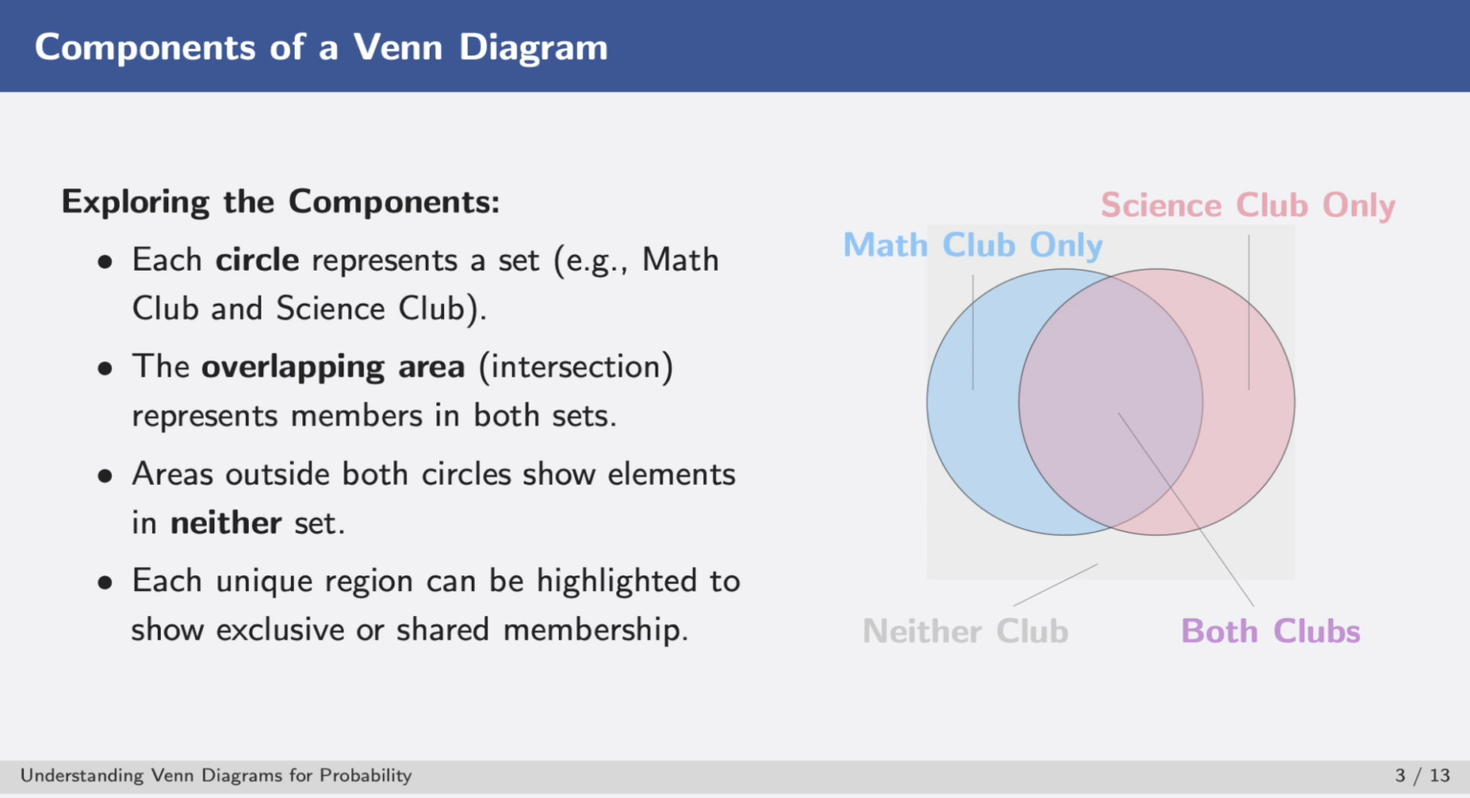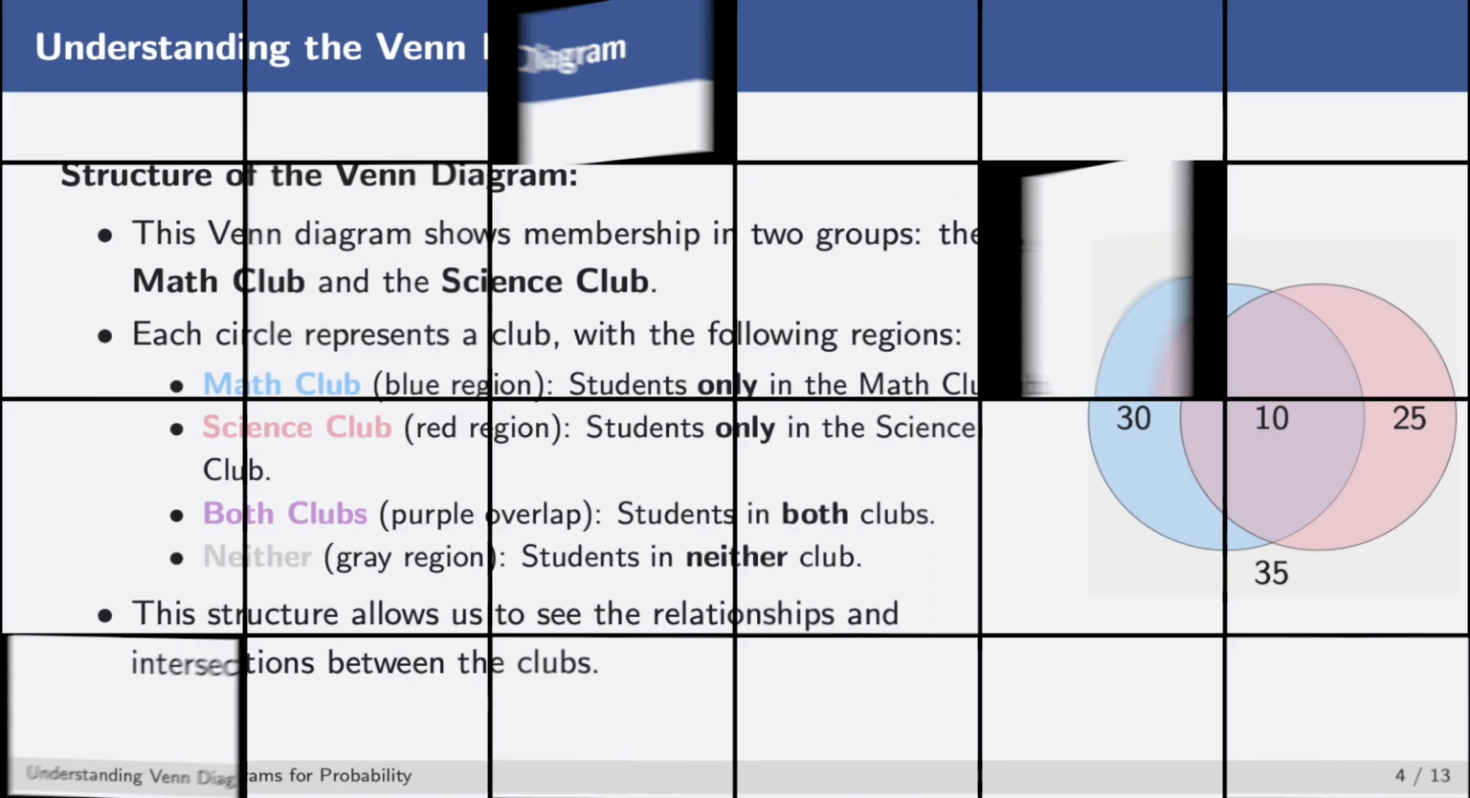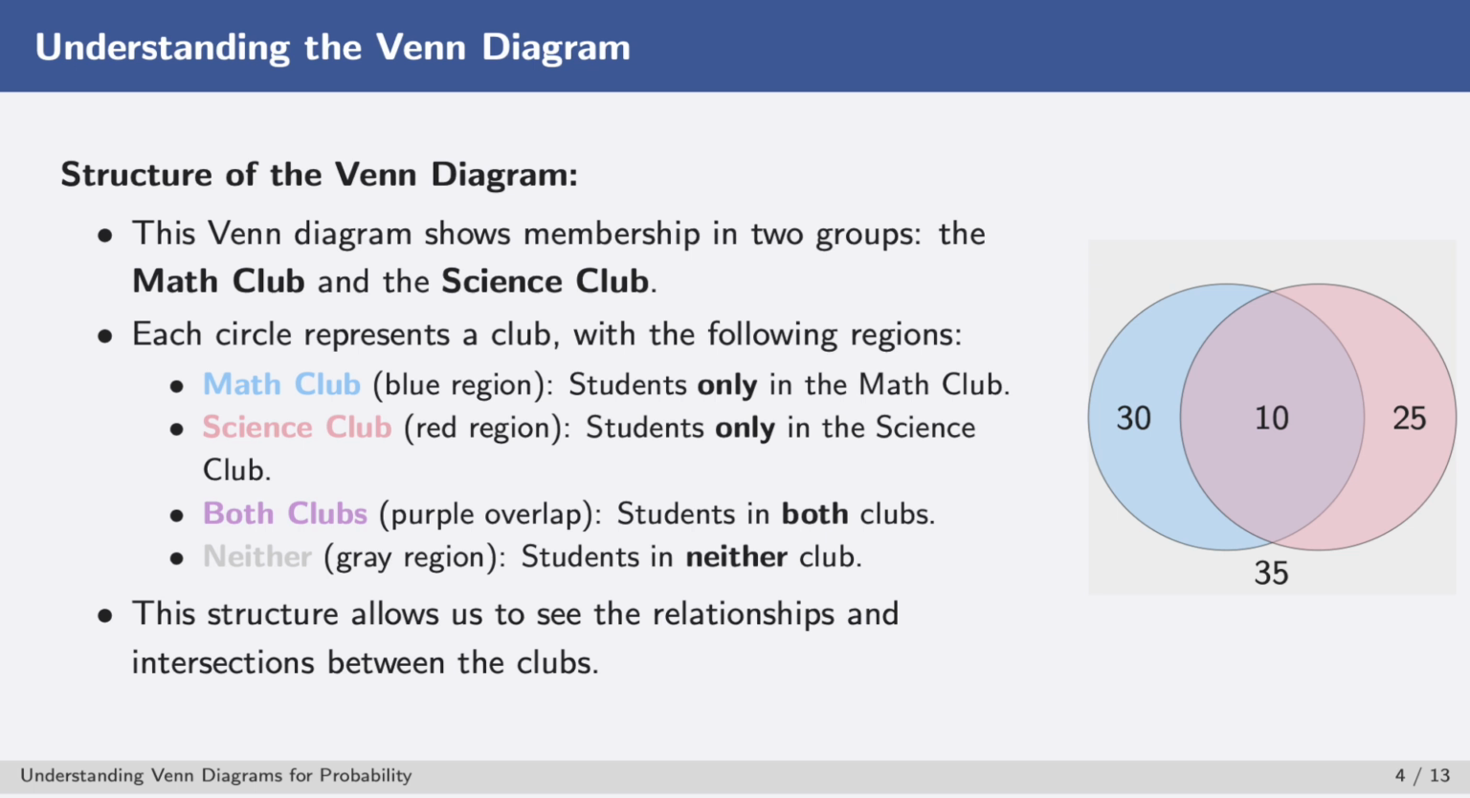Altogether, this setup lets us see the relationships clearly. Who's in only one club, who's in both, and who's in neither. Let's turn to the next page to see how these categories look with actual numbers added to the diagram.